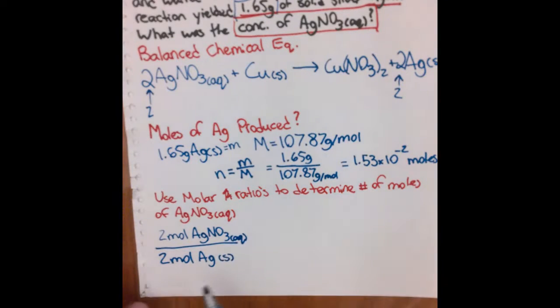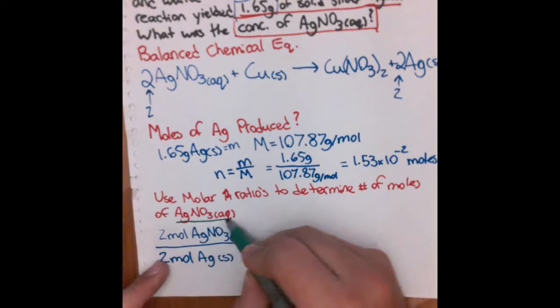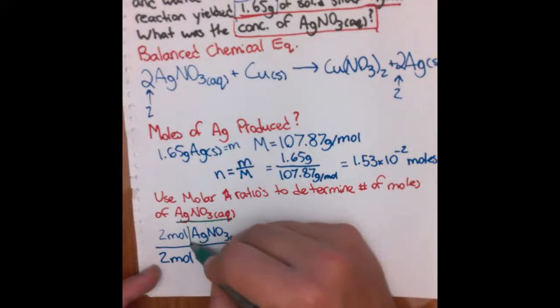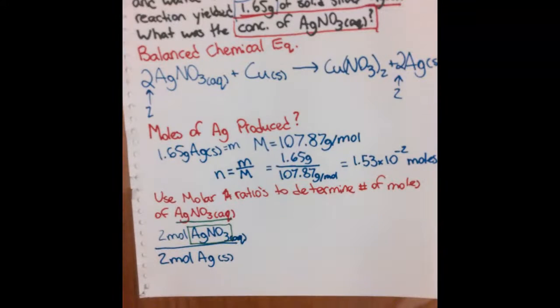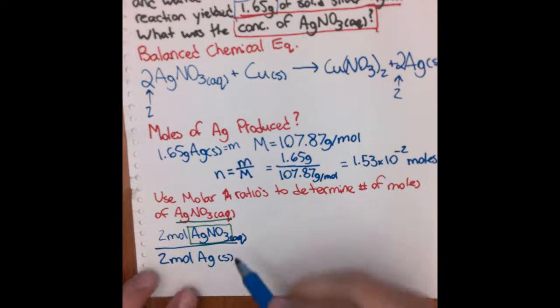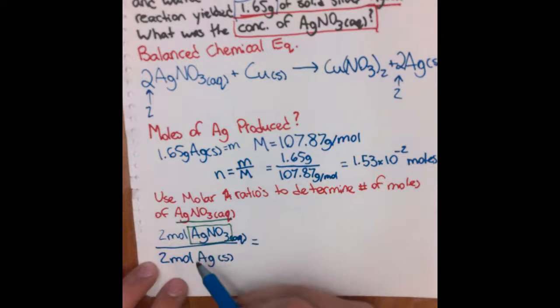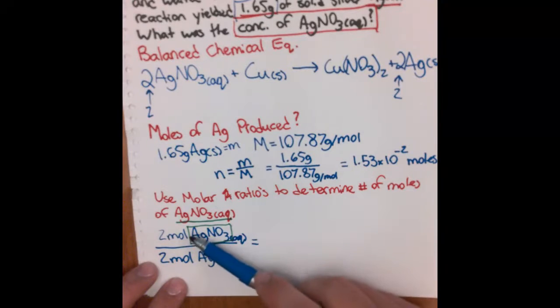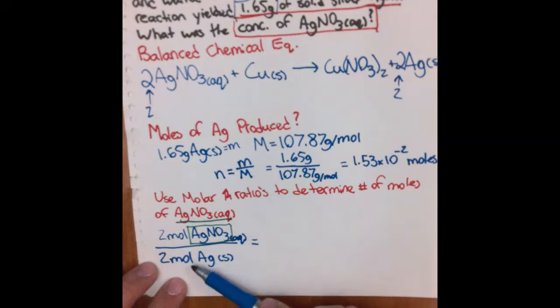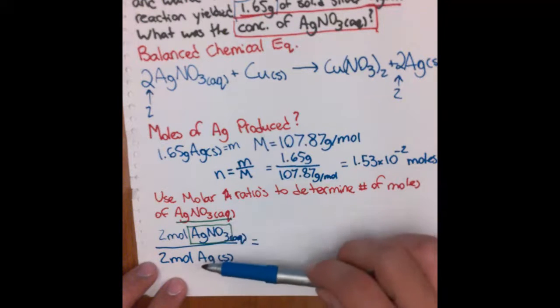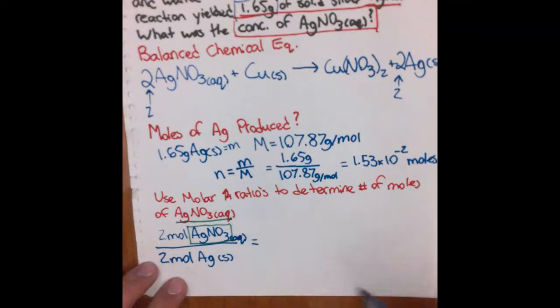So knowing that, we're always going to put what we are looking for on the top. So in this question, it clearly states that we are looking for our AgNO3, right? So we set that equal to, if there's 2 moles of AgNO3, there are always going to be 2 moles of silver. So if I have 5 moles of AgNO3, I'm going to have 5 moles of silver, right? So this ratio of 2 to 2, or you could simplify it to 1 to 1, is always going to remain true no matter what happens.